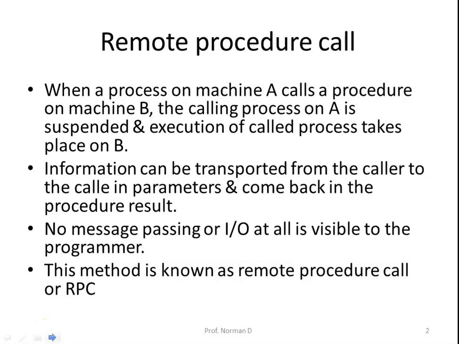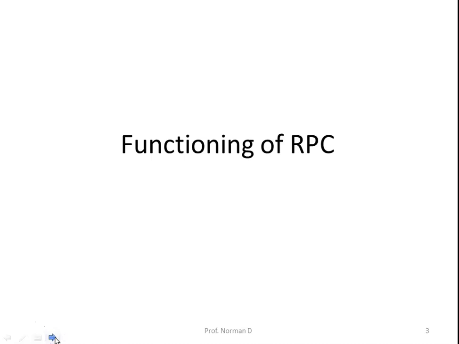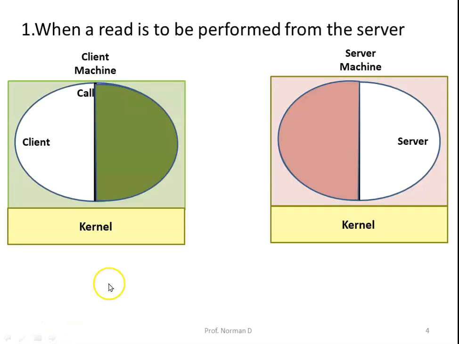We will see the functioning of RPC in a step-by-step procedure. We have the client machine here and we have the server machine over here. Now, when a read is to be performed from the server, basically the client is trying to perform a read operation onto the server. So, how is this process taken care of in a client-server mode, how does RPC work in this scenario?